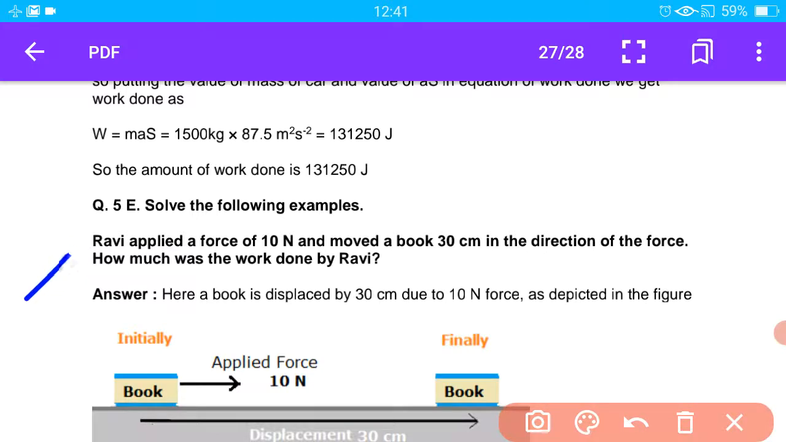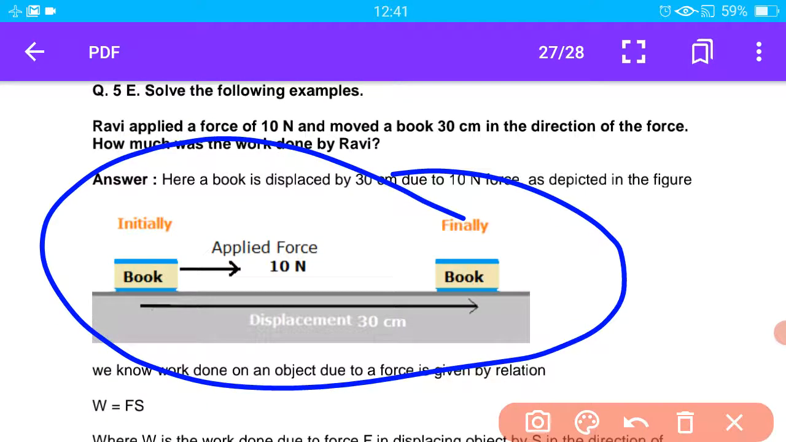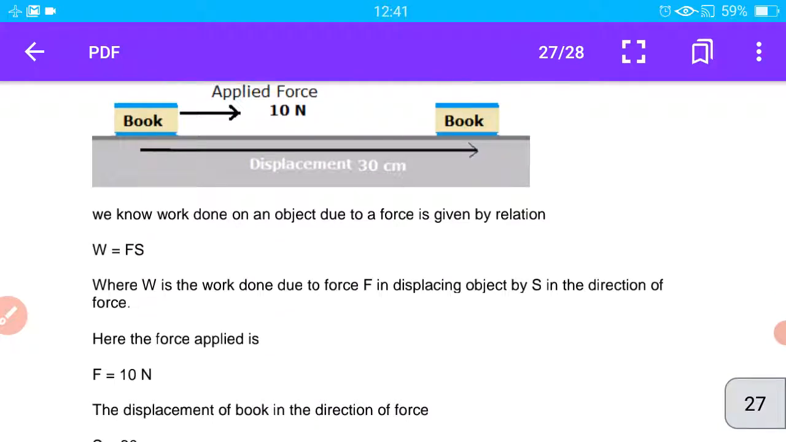Next question: Ravi applied a force of 10 Newton and moved a book 30 centimeters in the direction of the force. How much was the work done by Ravi? First of all, the situation in the figure. Okay. Answer: here, a book is displaced by 30 centimeters due to a 10 Newton force as depicted in the figure.